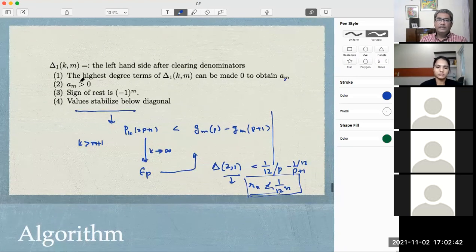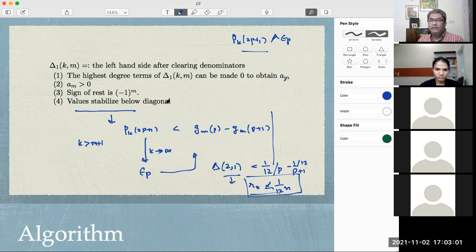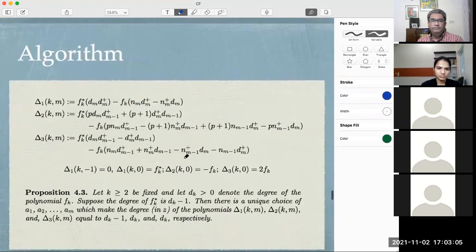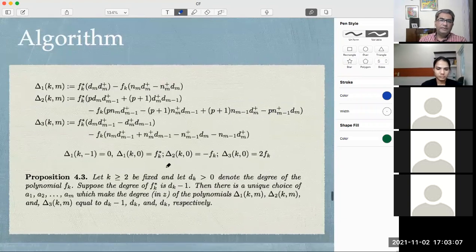Okay, so just to summarize, we started this story and we got EP. We have a sequence PK, 2P plus 1, which goes to EP, and we have some kind of way of estimating this guy and this algorithm. So we write down that word. So okay, so this has been proved.